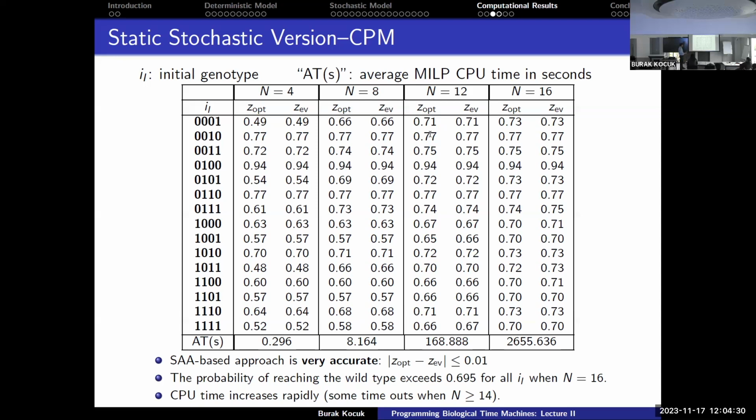Okay, but for a biologist, maybe the numbers themselves are important. So the probability of reaching the wild type is more or less 70% for most of the genotypes here. For some of them, it's easier to reach the wild type. But for most of the others, it's like 70%.